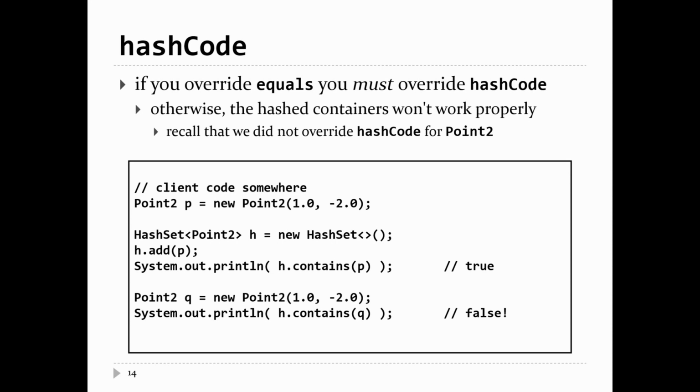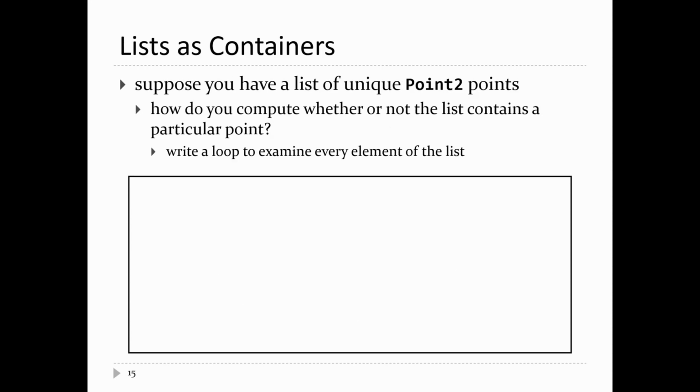Well, q is clearly equal to p, because they have the same coordinates. But the hash set thinks that q is not in the hash set. So now you're in the situation where the HashSet collection does not work properly because you forgot to include the hashCode method in your class. Now, why is this happening?